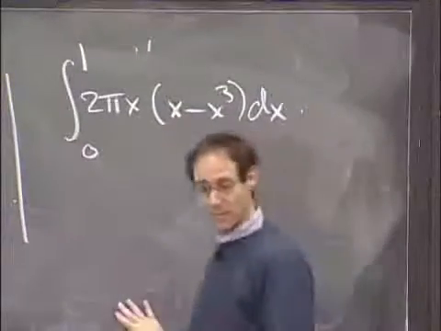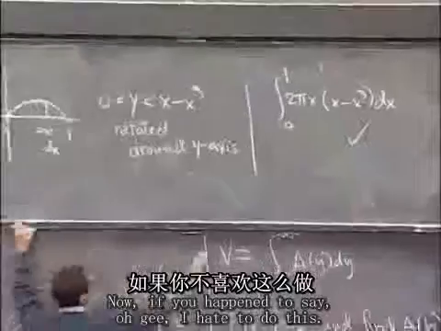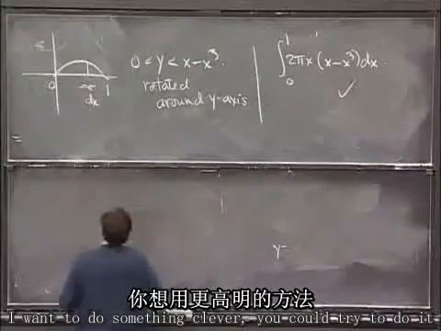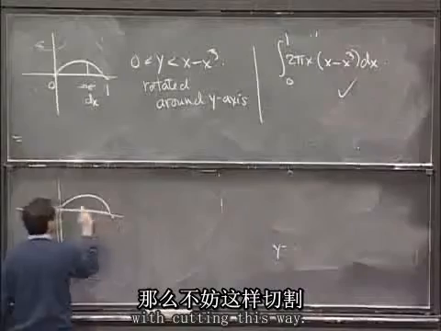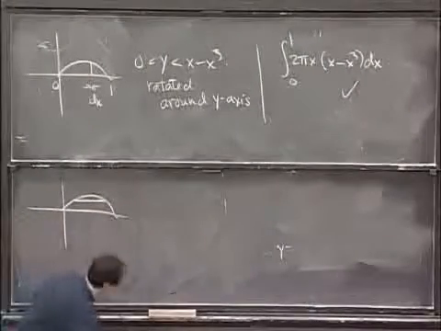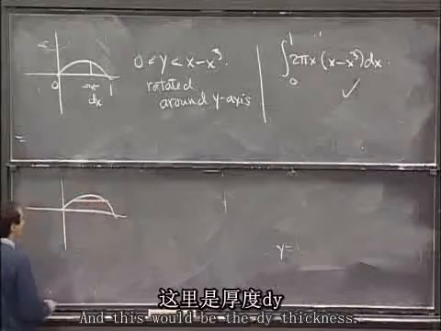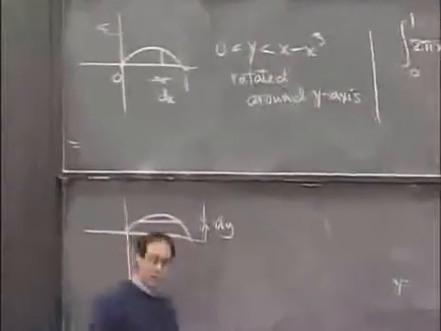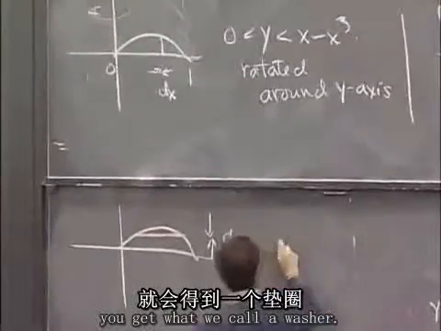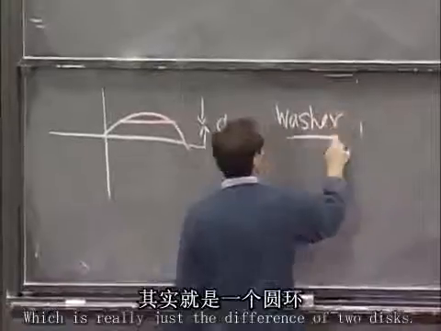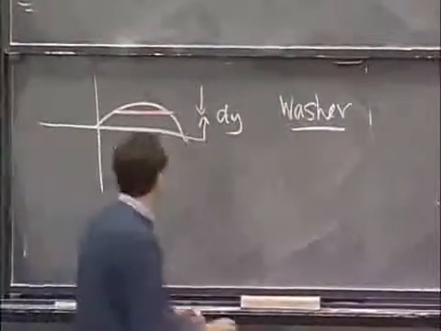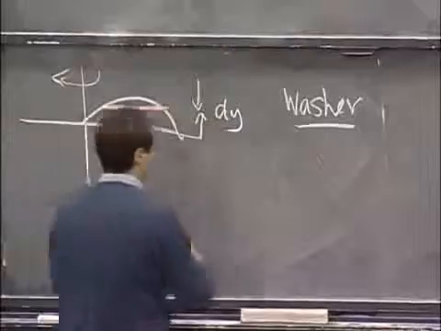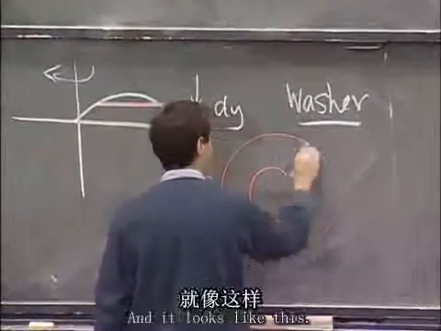You're happy. All right? Now, if you happen to say, oh gee, I hate to do this, I want to do something clever, you could try to do it with cutting this way. And this would be the dy thickness. And then when you sweep this around, you get what we call a washer, which is really just the difference of two disks. So the shape here is this thing swung around this axis, and it looks like this.